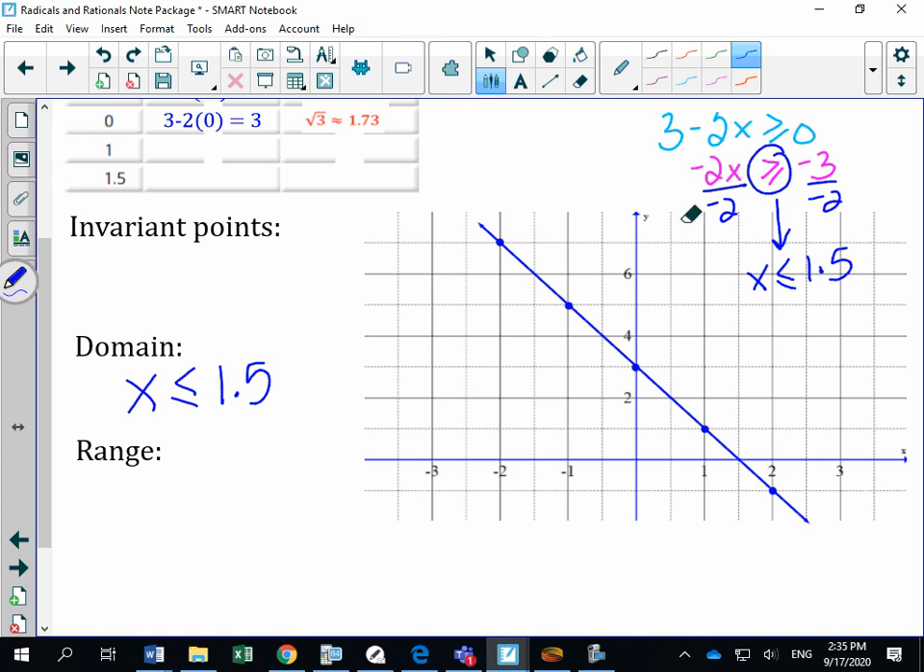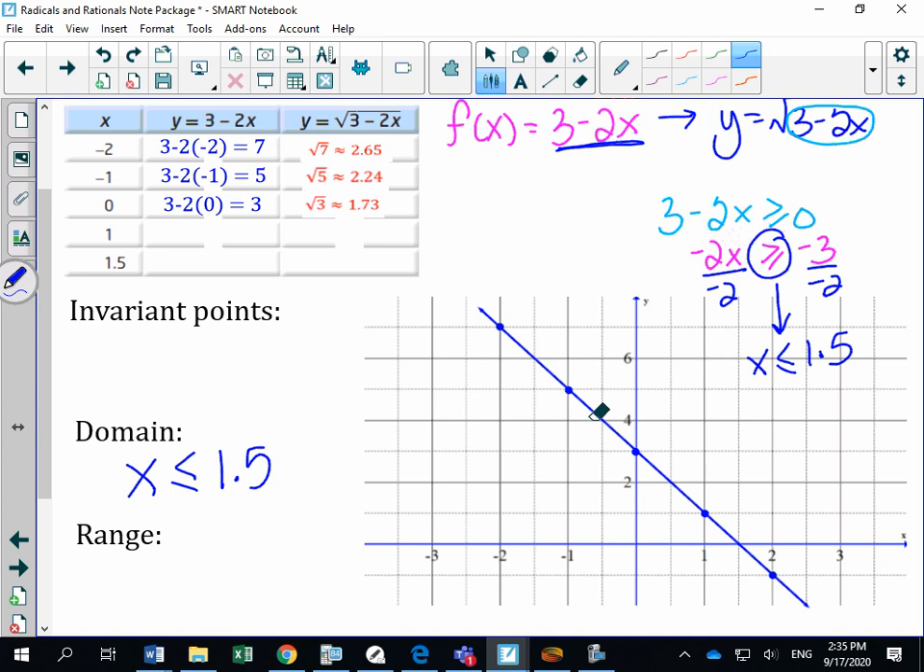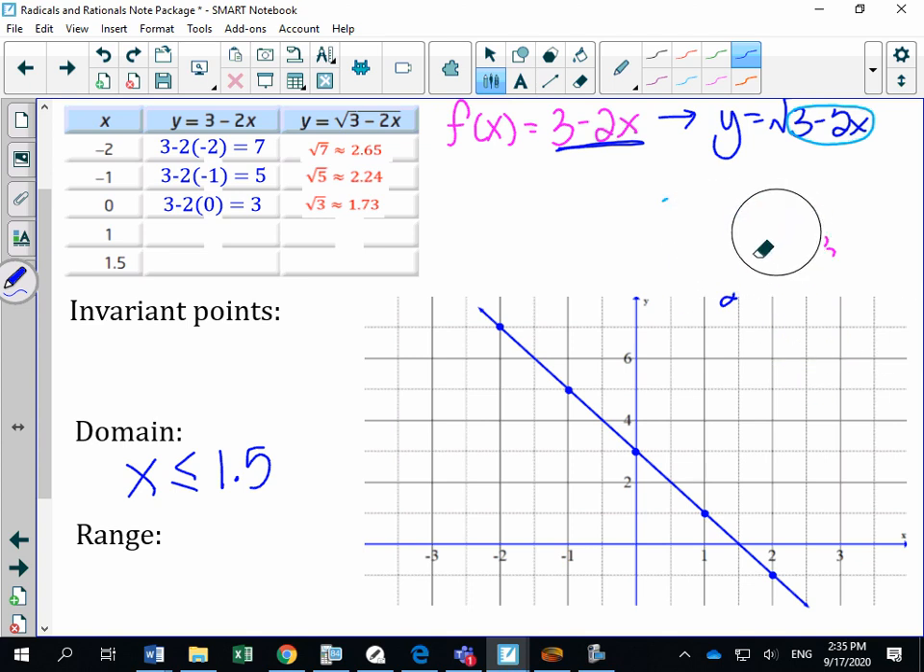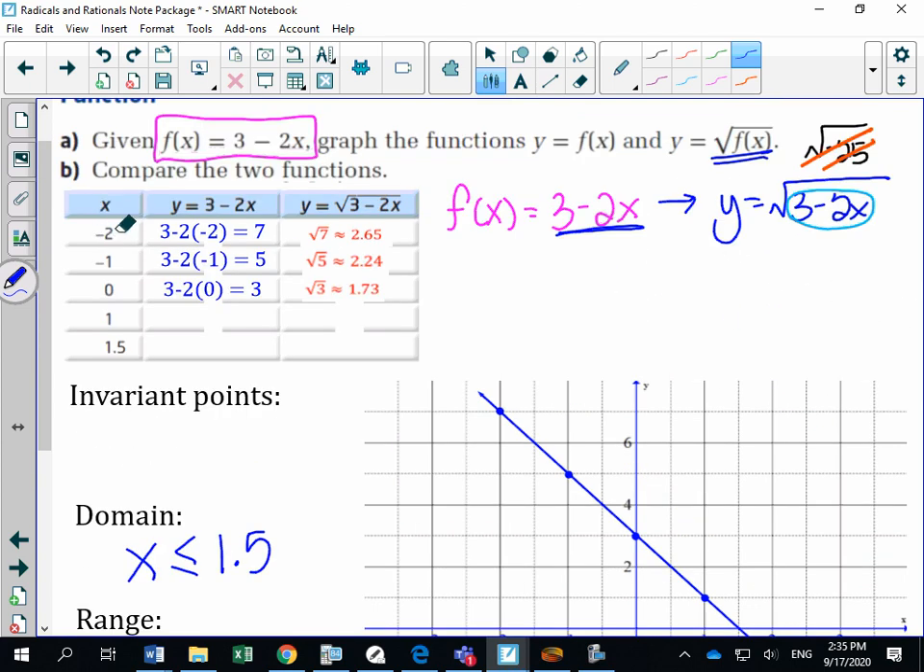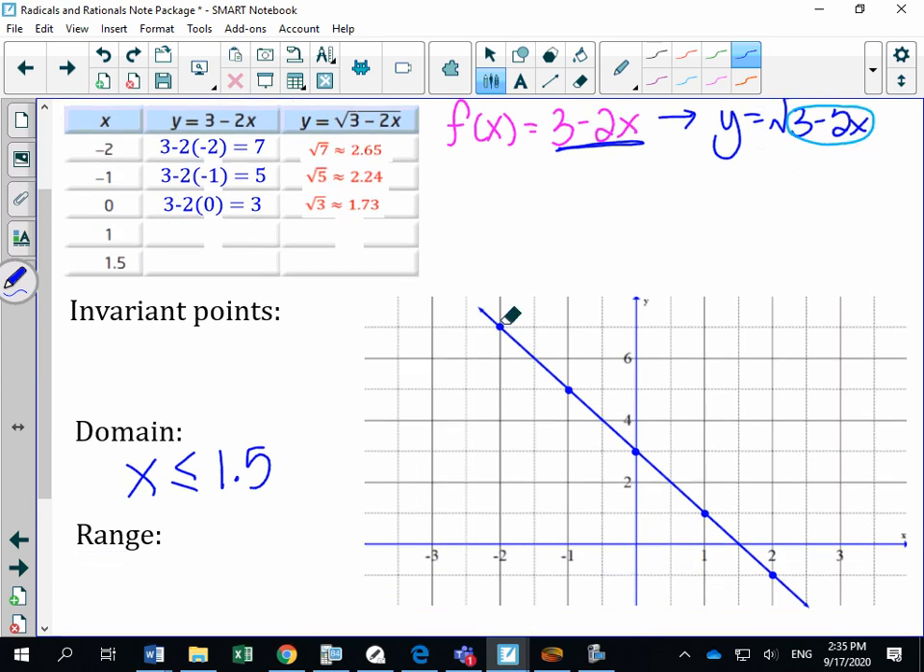Okay, how do we figure out what our points are on our radical function? So we need points on our original function. Over here, I've given you the point: if x is negative 2, so here's negative 2, the corresponding y value is 7, right? So when x is negative 2, if you plugged it into this function here, the corresponding y value is 7. If x is negative 1, the corresponding y value is 5. If x is 0, the corresponding y value was 3.